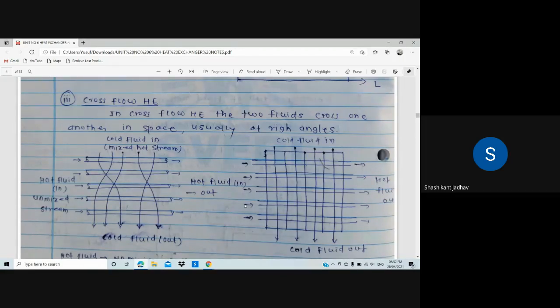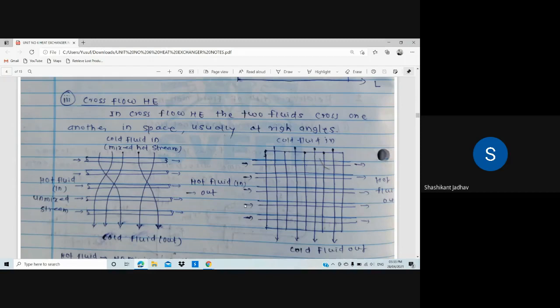Okay. So in the indirect contact heat exchanger, there is another type, that is recuperator. The next type is the recuperator type of heat exchanger. So what is meant by recuperator type of heat exchanger? In this type of heat exchanger, the fluids exchanging heat are on either side of a dividing wall.